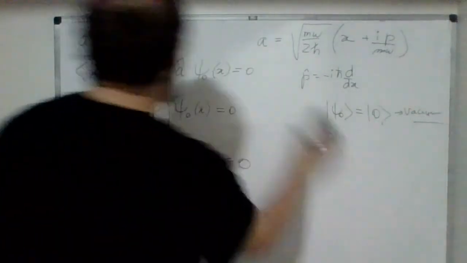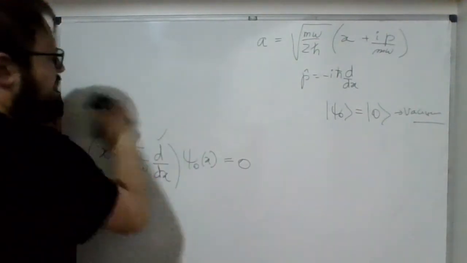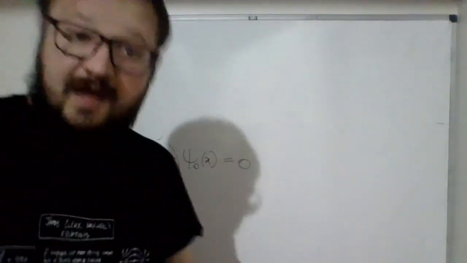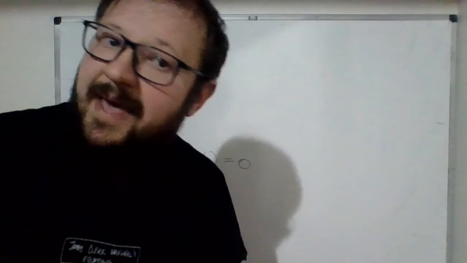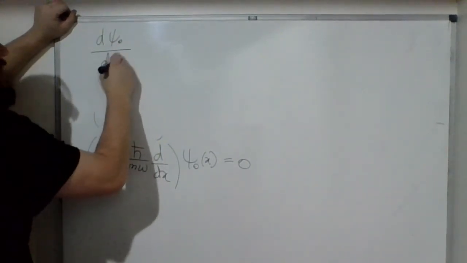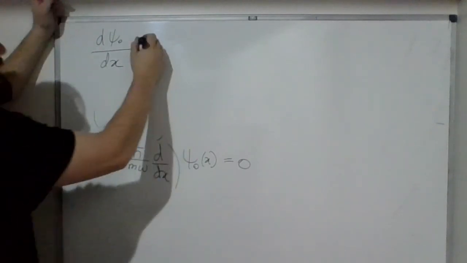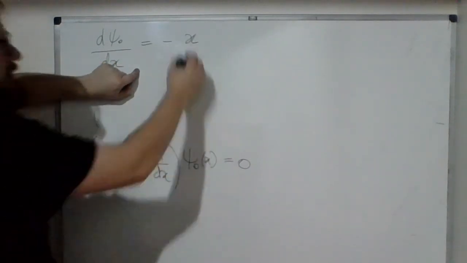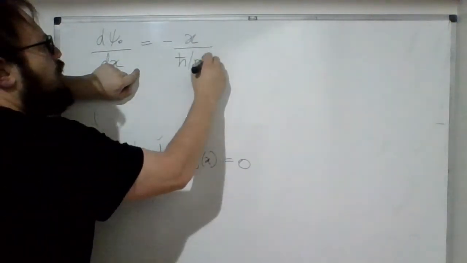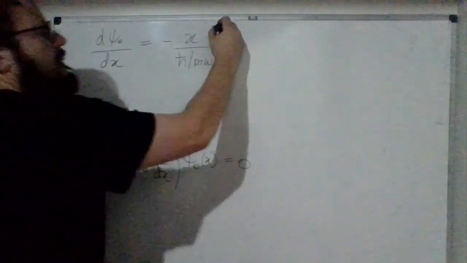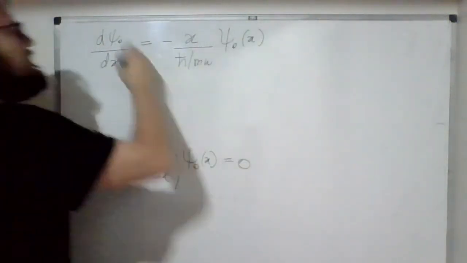This is a first order differential equation. It's very easy to solve. Now we have replaced our second order equation in this Dirac method by a first order equation. Now you can see that d psi 0 dx, if you multiply things here, you can rewrite it as minus x divided by h bar over m omega, right? Divided by this factor, we eliminate this factor, psi naught of x.